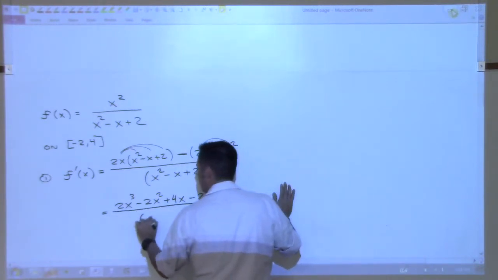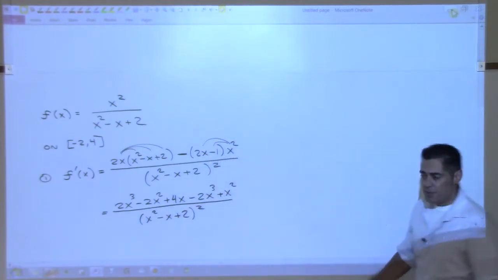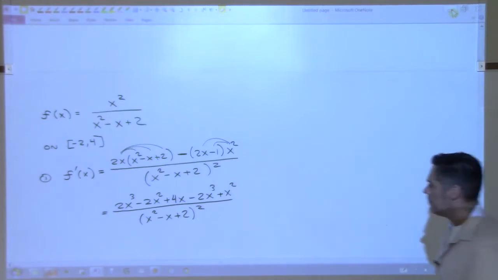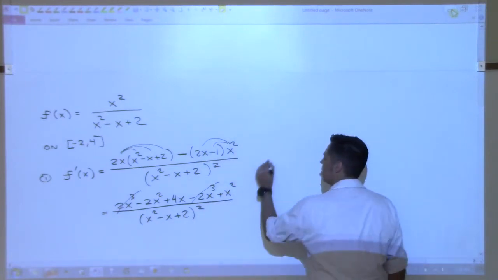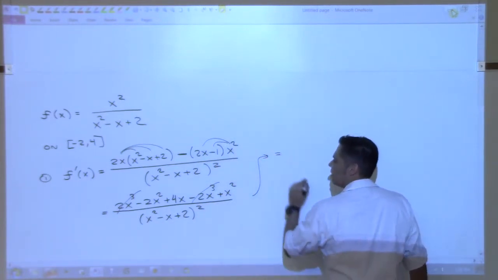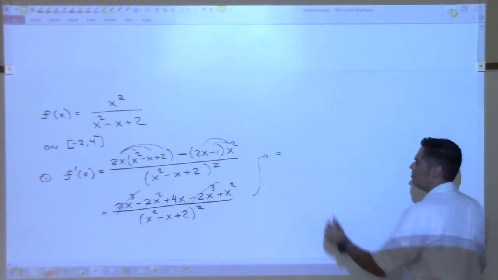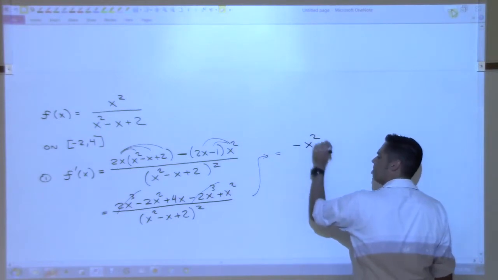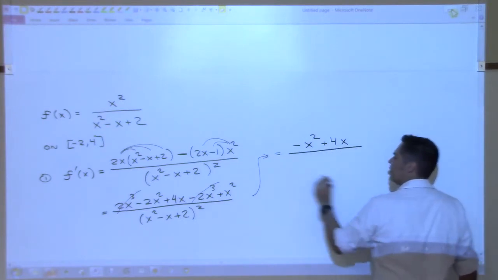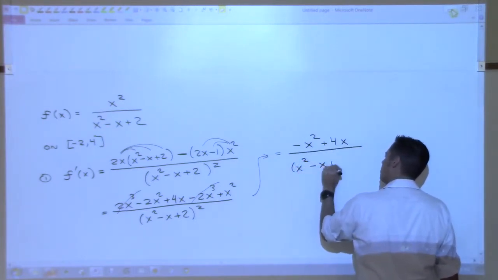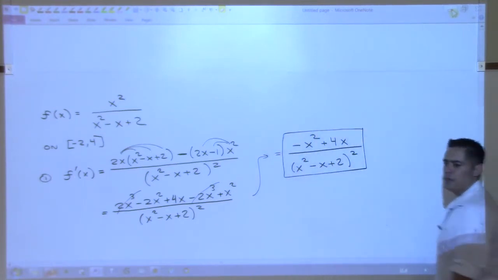Now on the bottom, do not square it, okay? We will try and avoid messing with that, and you'll see why in a second, all right? Let's continue cleaning up. Y'all see why I was happy to see the minus 2x cubed? Okay, so this is equal to, how many x squareds do we have? Negative 1. So we have negative 1x squared, and then plus 4x, and then all of that over x squared minus x plus 2, that entire quantity squared. I think that's a pretty cleaned up version of the derivative, yeah?